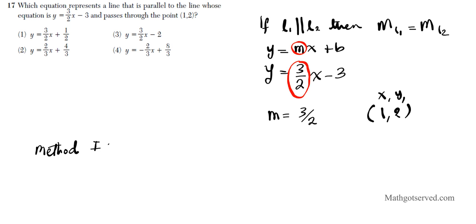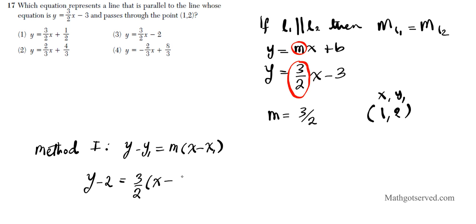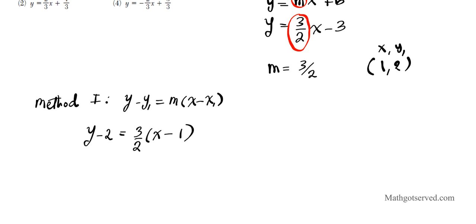involves using the point slope equation, y minus y1 equals m times (x minus x1). Okay, all right, let's go ahead and do that. So we're going to have y minus y1, y1 is 2, equals m, which is 3 over 2, times (x minus x1, which is 1). Okay, all right, so what we're going to do here is distribute this 3 over 2 to both. So we have y minus 2 equals 3 over 2x minus 3 over 2.